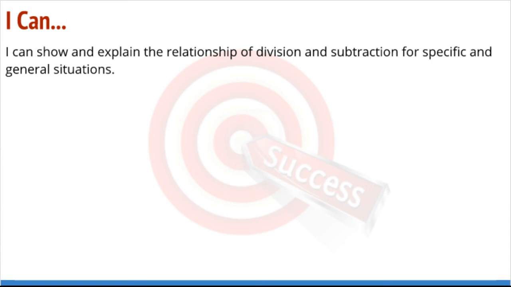All right, so taking a look at the I can statements here. Can you show and explain the relationship of division and subtraction for specific and general situations? I know this lesson was a little different than the other ones that we've worked on, a little more thinking that goes into it. If you're not comfortable, go back through, watch the video again, make up your own examples, try it out, see how it works.